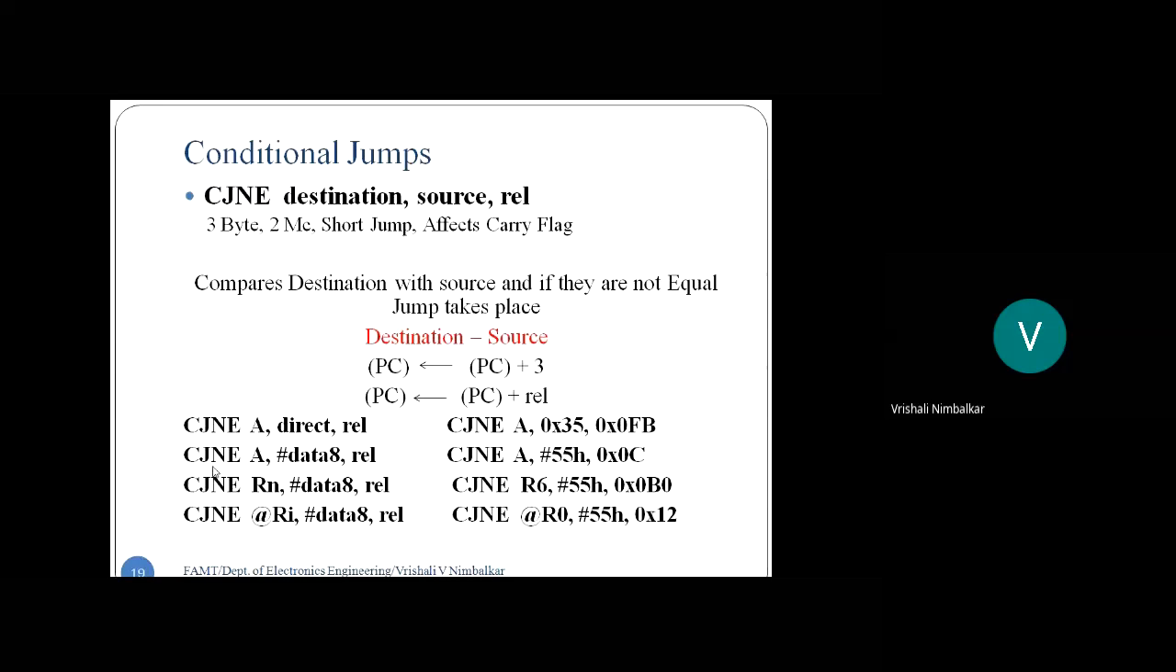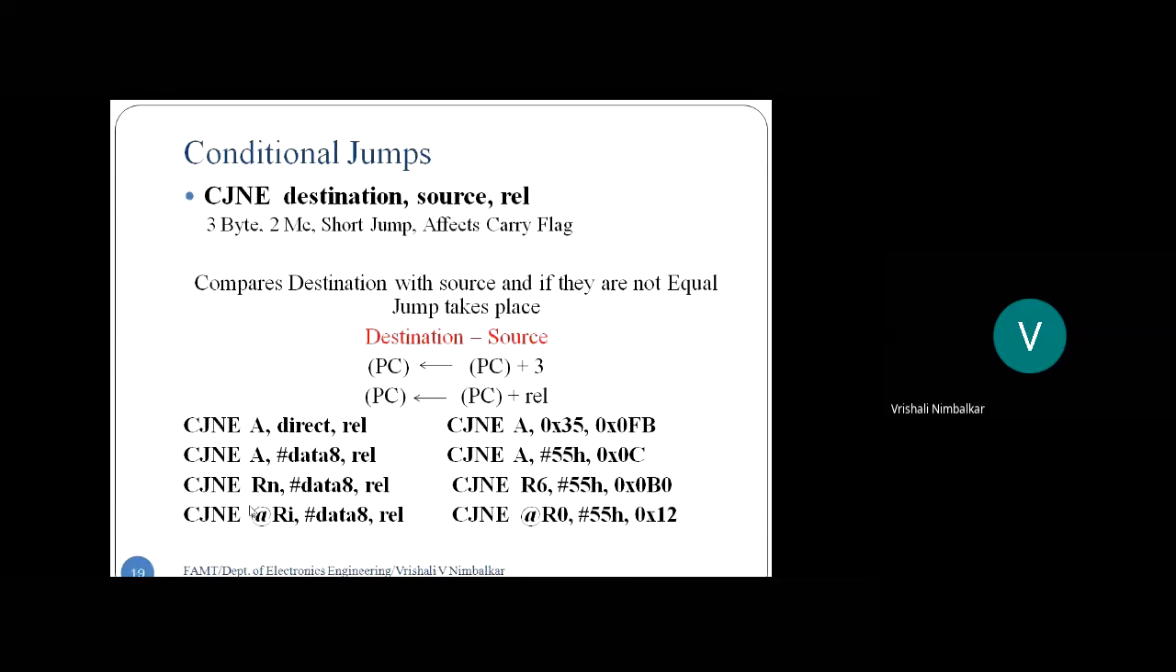Next, CJNE A, hash 8-bit data, relative. Example is CJNE A, hash 55 hex. Now the accumulator data is compared with the immediate data 55 hex. And where to jump? 0C hex, which means 12. And it is a positive number. See, the MSB is 0. So if the data are not equal, the jump is going to take place at the program counter plus 3 plus 12, because 0C is a positive number.